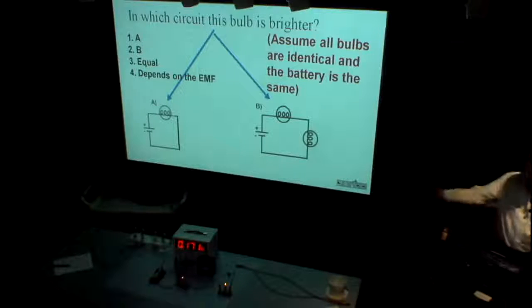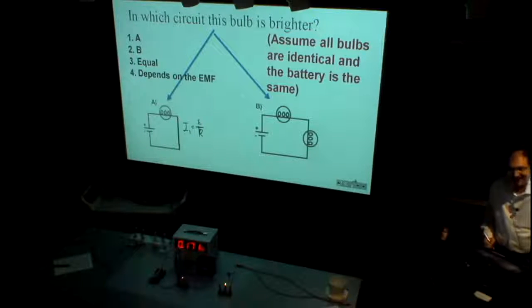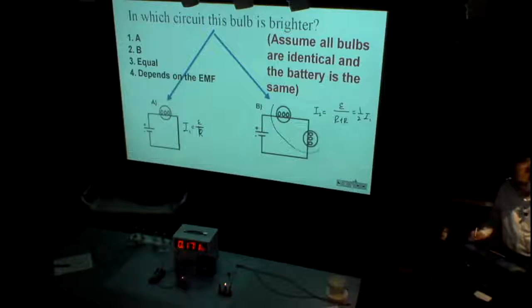That's not the question, but we saw this. This is what is happening. This electric current, I1 equals EMF over R. By adding an identical bulb in series, this electric current will be equal to the same EMF over R plus R. So now it equals 1/2 of the initial. How do we know? We should see what kind of connection is happening.